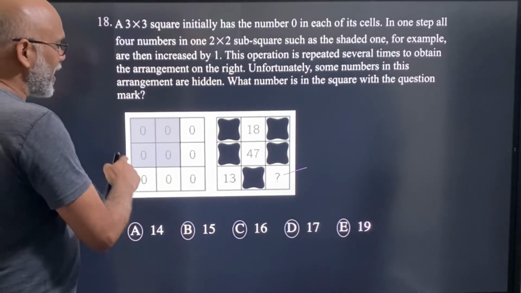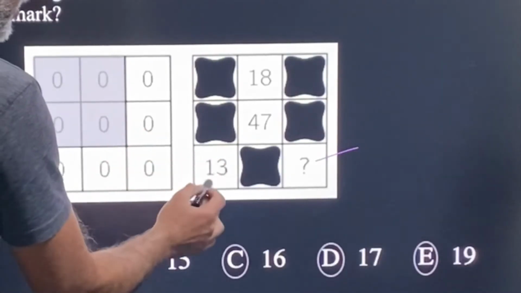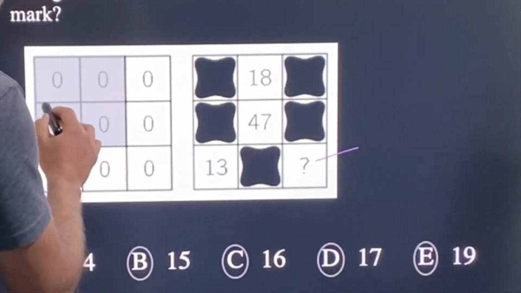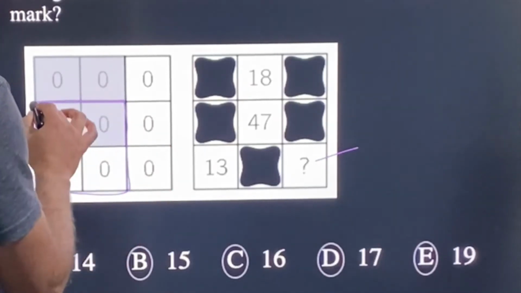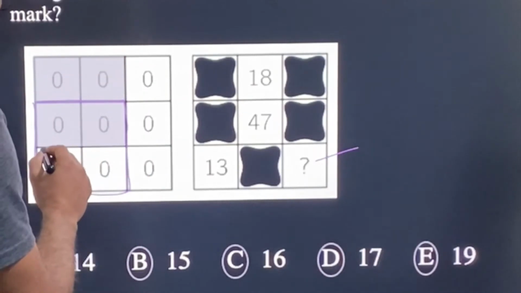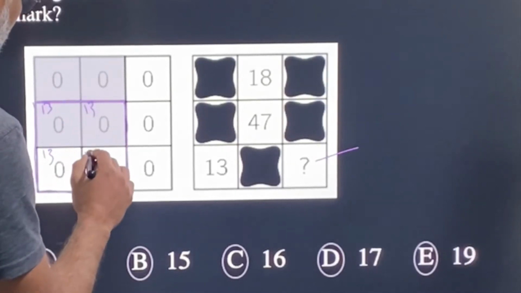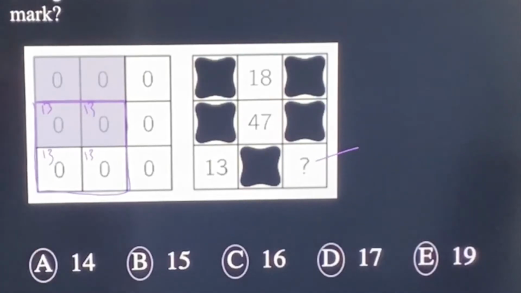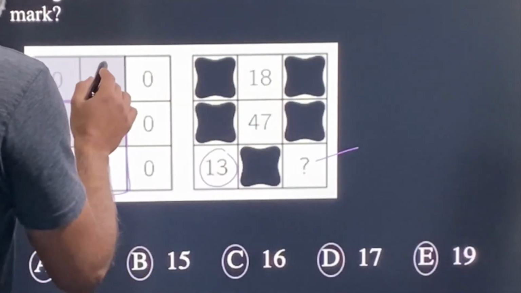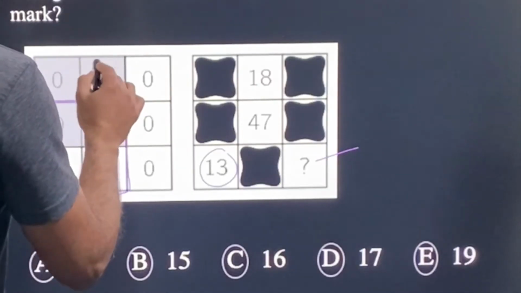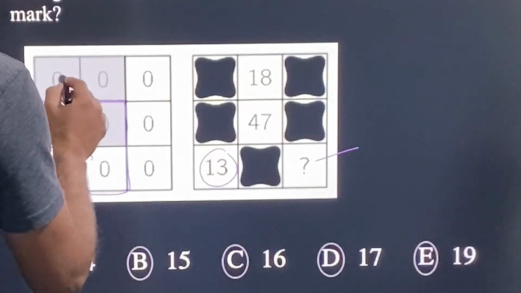Okay, so let's try to follow the steps. First thing we can see is this number is 13. So this number comes only within this square. So let's increase everything by 13. So this will become 13, 13, 13, 13. Okay, so this is already taken care of. This is already done. I need 18 here. This 18 can be with this square or this square. So let me choose anyone. Let me choose this one.